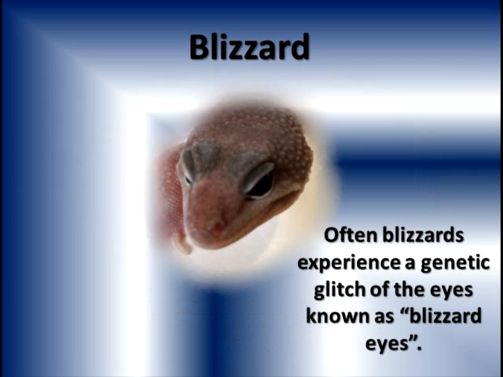And another thing with blizzards, they often experience a genetic glitch in the eyes known as blizzard eyes, so they'll show up to have eclipsed eyes or marbling or snake eyes, but this really isn't that gene, because if you try to breed for that, it's not going to show up. It's just a glitch that happened with the blizzard gene, so that's not a thing.